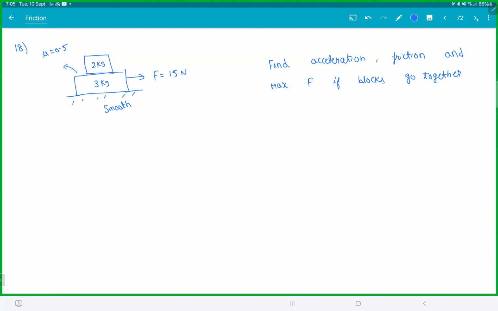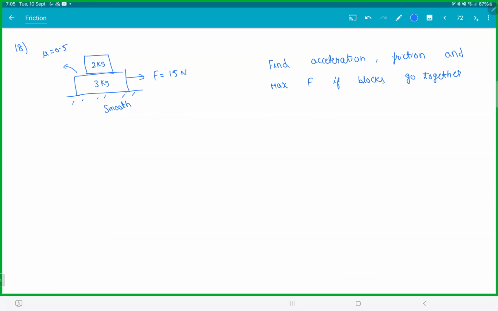The main idea is this: you cannot take F max unless you prove they're slipping. That's it. The biggest blunder people do, they draw an FBD, they put F max directly. The moment you do that, you're gone. Sometimes you'll be lucky, but every time you won't be.